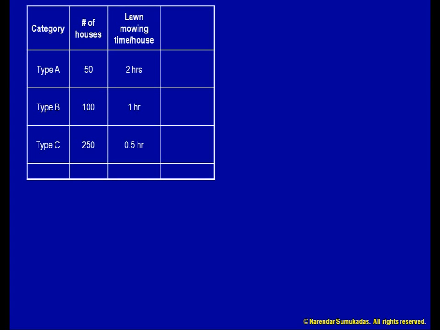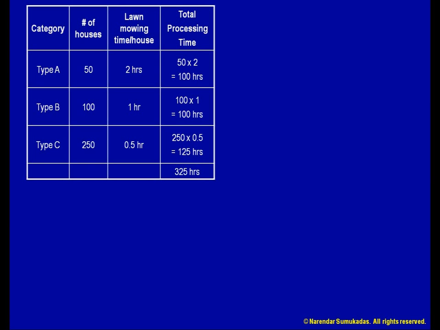Using this information, I can calculate the total processing time I need. The Type A houses will take 100 hours. The Type B houses will take another 100 hours. And the Type C houses will take another 125 hours. In total, I will need 325 hours of processing. Assuming that I will mow each lawn once a week, this is my demand per week.